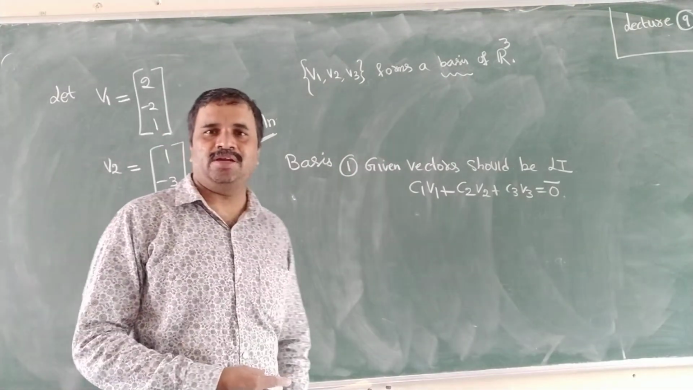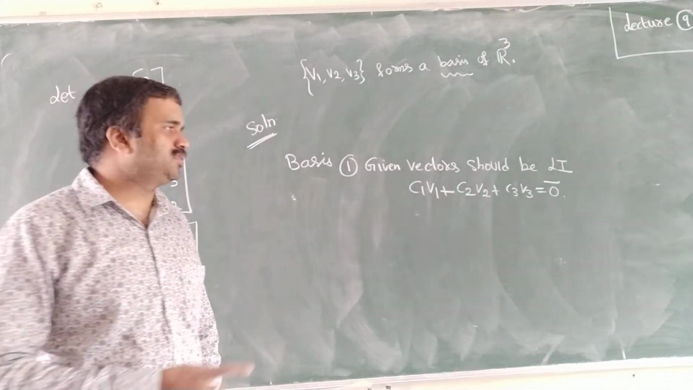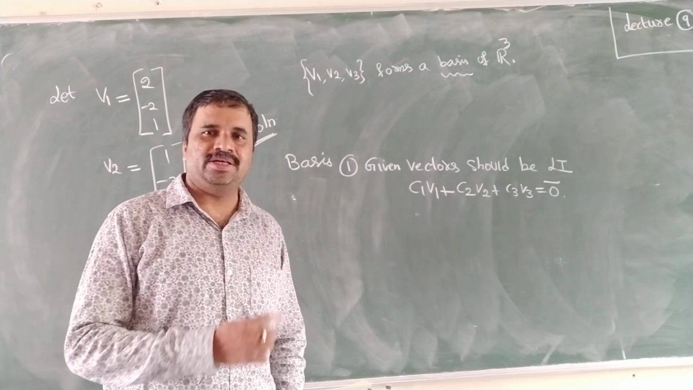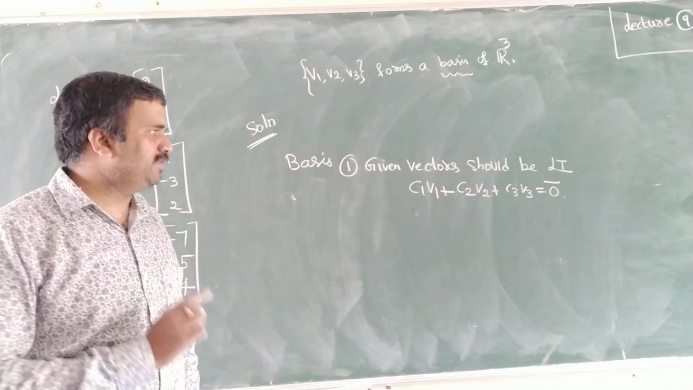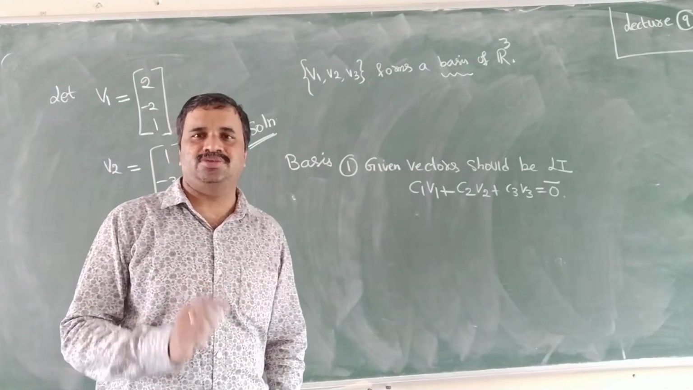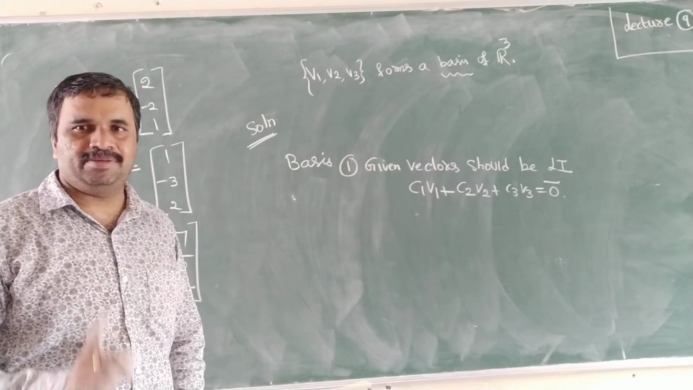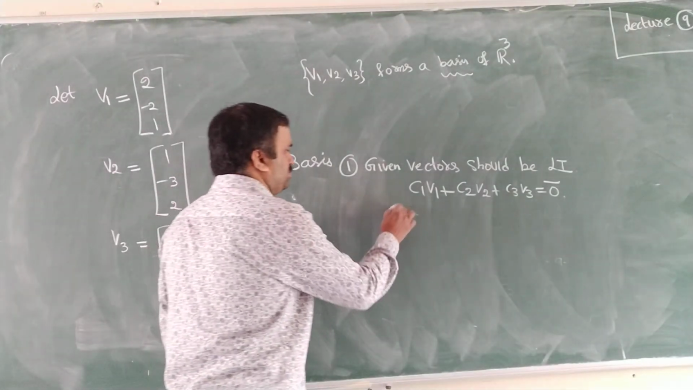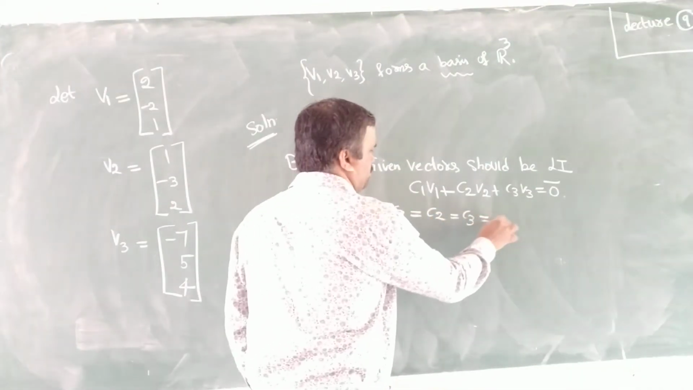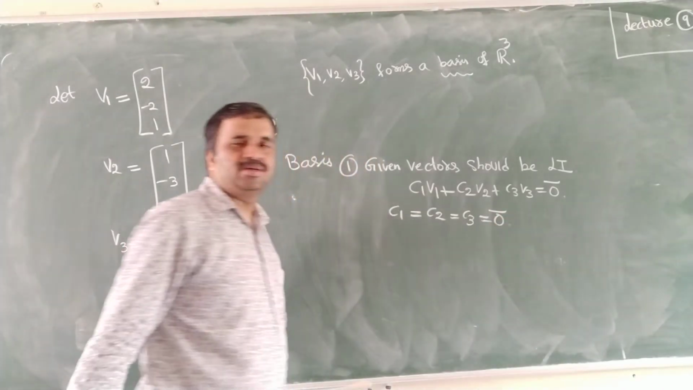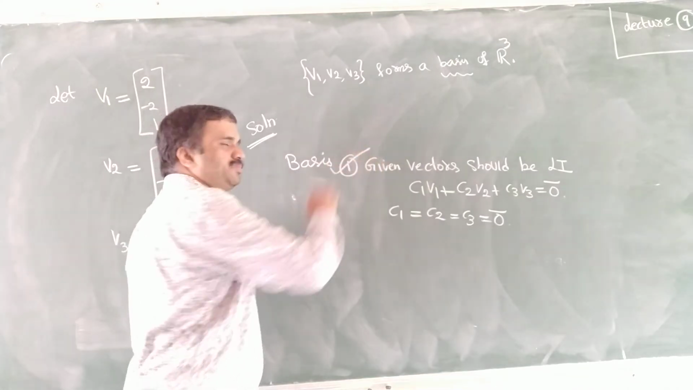Solve the homogeneous equation with the help of an augmented matrix. Consider the augmented matrix and solve it by echelon form. You will get C1, C2, C3 values. If C1, C2, C3 values are all equal to 0, then you can say the given vectors are linearly independent. First one is over.